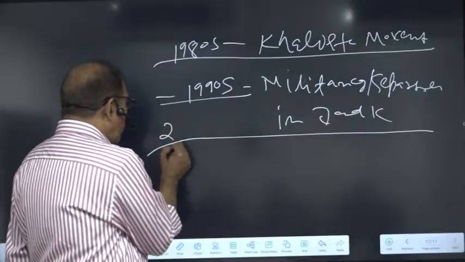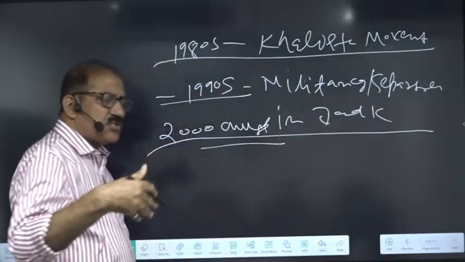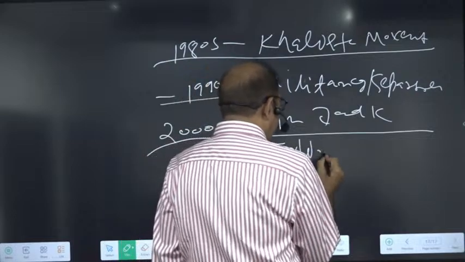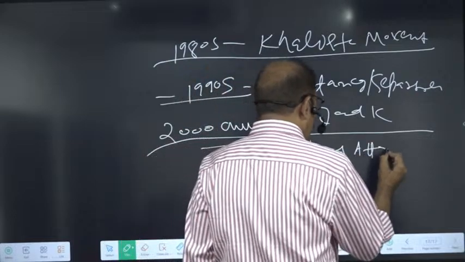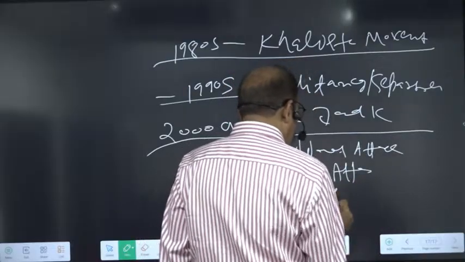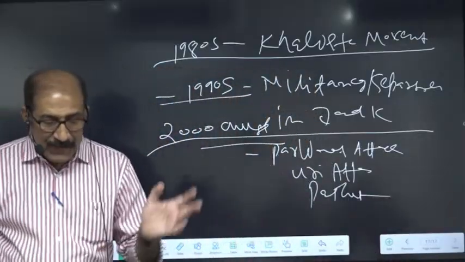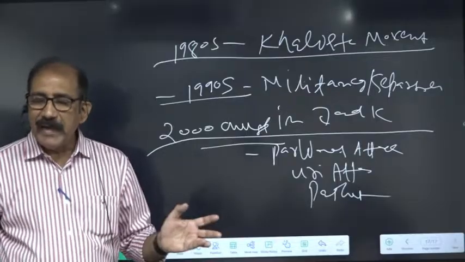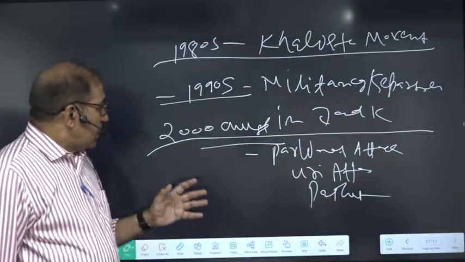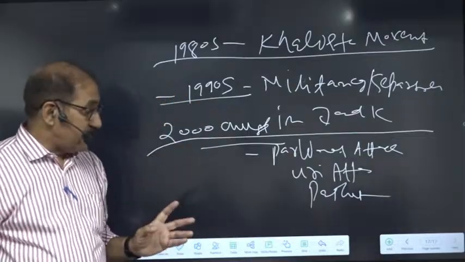And if you look at 2000 onwards, you have a series of attacks. You have the Parliament attack, the Uri attack, the Pathankot airbase attack, the Pulwama attack, the Pahalgam attack, and so on and so forth. So from 2000 onwards, terrorism started in a big manner.